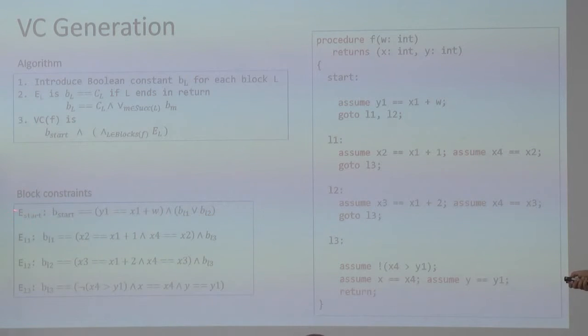So for this program, the equation, so E stands for equation, on the start block is B start equals the constraint on the block, and you have to take one of the successors. So what this means is that if you want to find a terminating execution and your program is at the start block, then you must satisfy the constraint on that block, and you must take one successor of that block. Okay. And if you take a successor, let's say you take the successor BL1, so that means you set this variable to true, that means you must satisfy the constraint on block L1, and you must take a successor of block L1, which is L3, and so on. Okay, so your VC is just a conjunction of these equations, and you additionally say that your execution starts in the start block. Okay, so this is the VC for this procedure. This formula is satisfiable if and only if there's a terminating execution of this procedure.